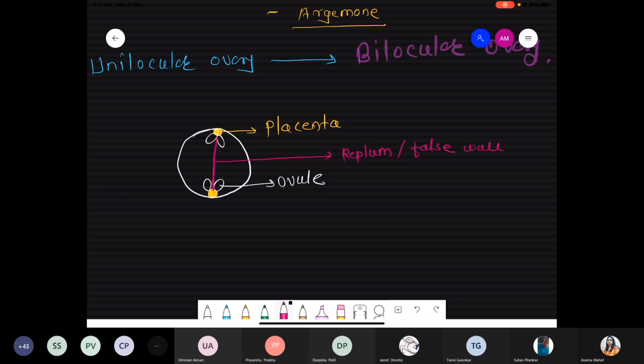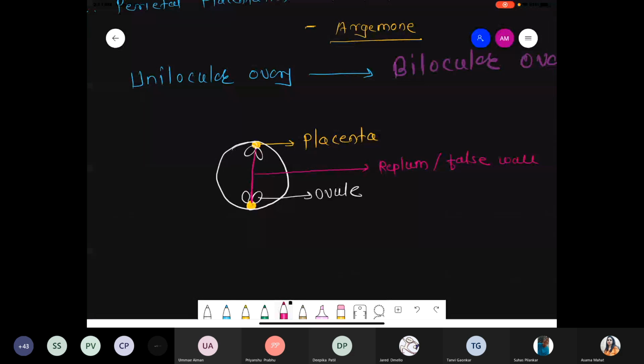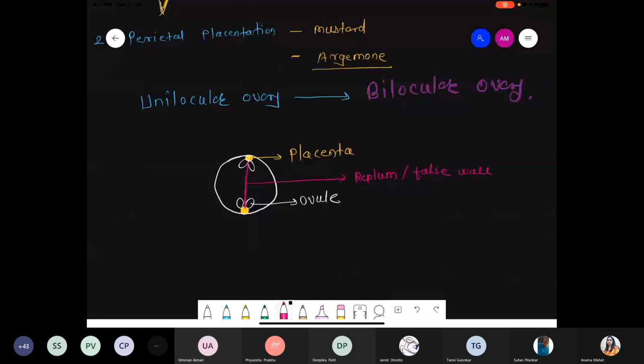And due to that wall, now what happened? The entire ovary divides into two compartments. This will be the first compartment, that is one, and this is the second compartment. So initially, why are we talking about the unilocular? If you observe during the developmental stages, there is no compartment, there is no chamber. Simply one compartment will be visible. That's why we are talking about unilocular.